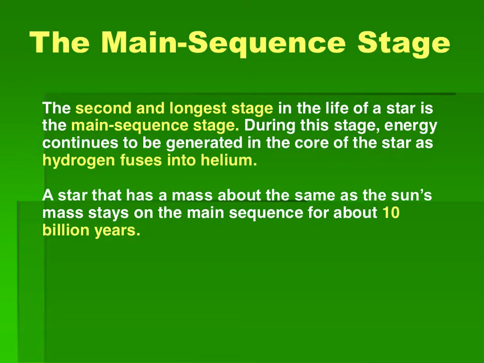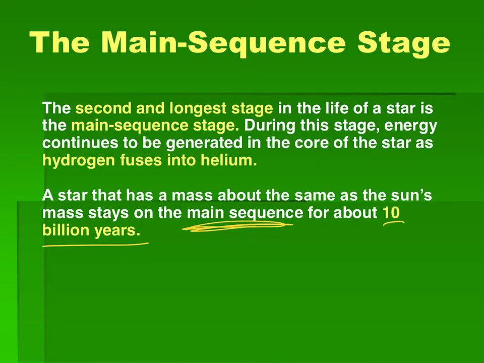A star that has a mass about the same as the sun's stays on this main sequence, like we are right now, for about 10 billion years. So we think our star is about halfway through its life in that sequence. A little bit less than halfway, I should say, maybe about 4.65 billion years. So we've got some good life left on her. Don't worry, there's plenty of tread left in the tires of our sun.